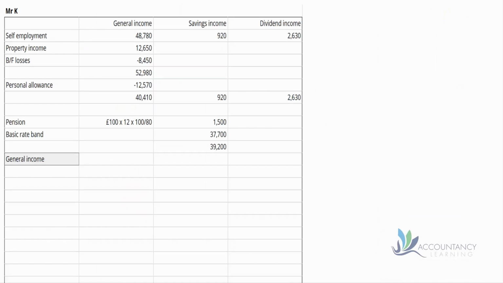So let's start putting this into our table. Let's start off with our general income. So remember, we have general income of 40,410, and some of that is going to be covered by the basic rate band. And we know we worked that out, that's going to be 39,200, and this is going to be taxed at a rate of 20%, which you can find in the reference materials. So our 39,200 multiplied by 20% gives tax to pay of 7,840.